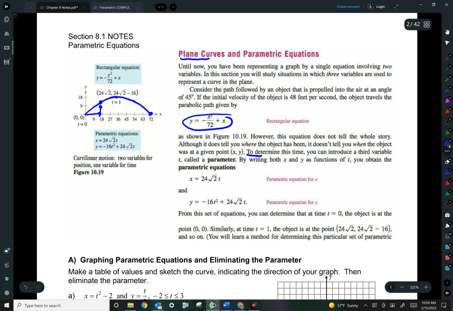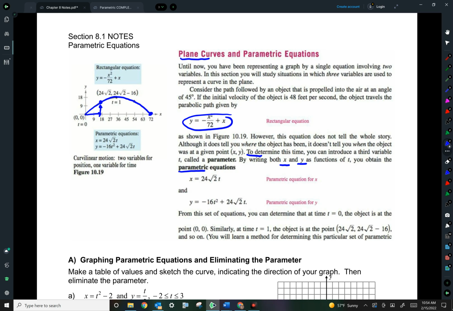Okay, so I'm right here. It says to determine this time, you can introduce a third variable called a parameter, and the parameter is the t, by writing both x and y as functions of time. So instead of writing y as a function of x, we're going to have two equations, one for x and one for y, and they're both going to be functions of time. Those are what we call parametric equations.